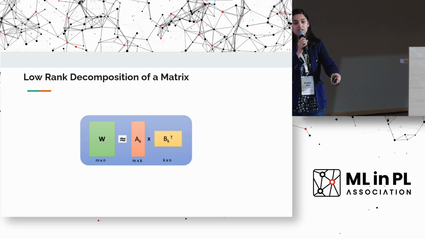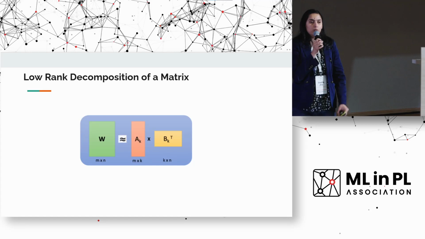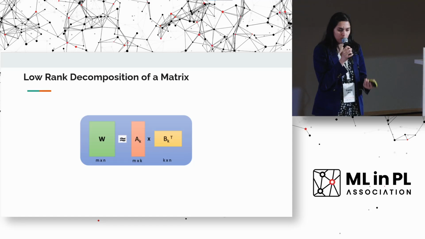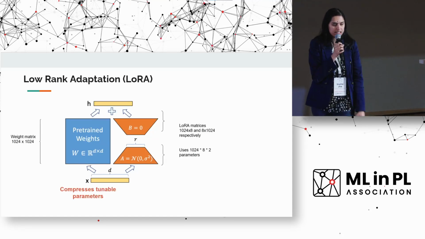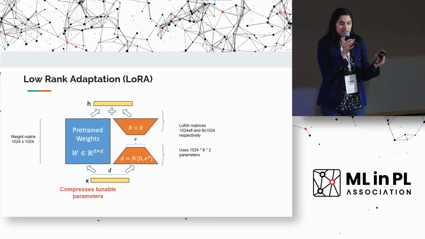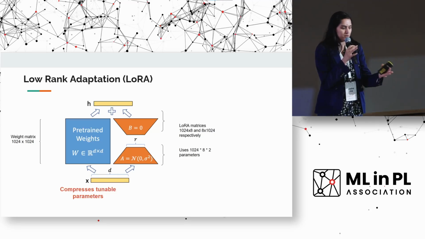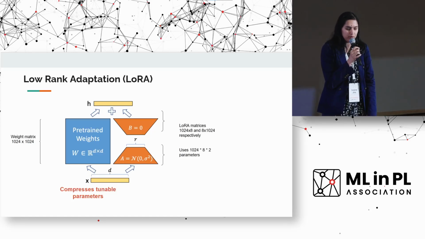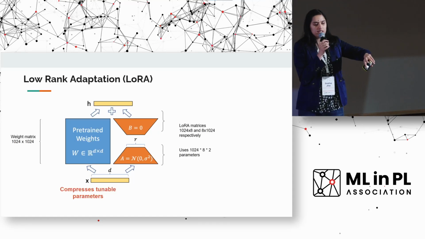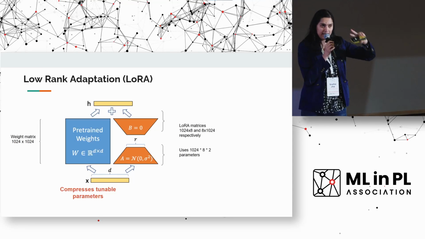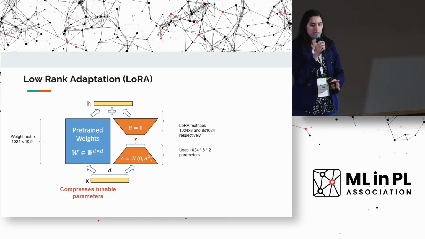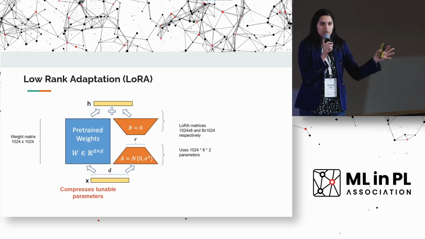But since your k is very, very small, a low rank, a low k, or low r, what you're actually ending up tuning is a much smaller fraction of parameters. So this is what it looks like. It basically compresses your tunable parameters. For example, if you had a 1024 by 1024 matrix, where D is 1024, what you would do is get a very low rank, rank 8 matrix, which now uses only 1024 times 8 times 2 parameters instead of 1024 times 1024.